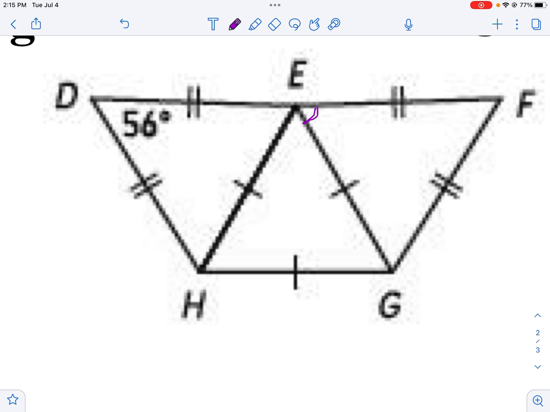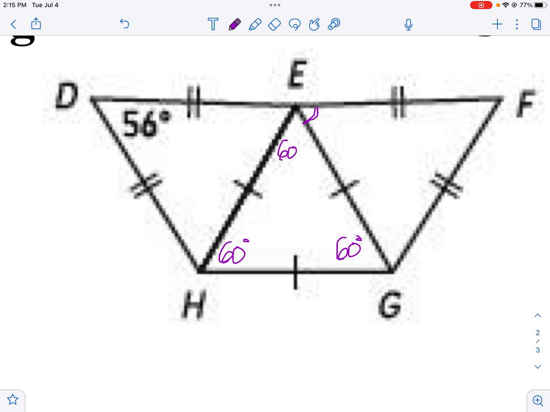Well, I notice triangle HEG is equilateral. So I know each of these angles is 60 degrees. The one thing I want you to notice is D to E to F. See, it's not quite a straight line, is it? So I can't use the fact that it's 180 degrees in a line because it's not a straight line. However, I notice triangle DEH is isosceles.